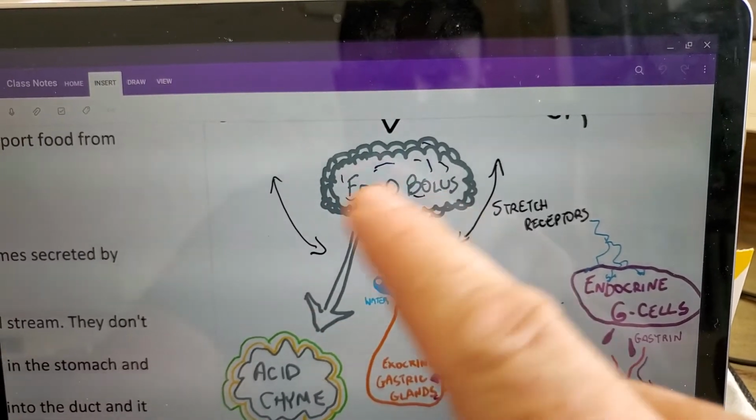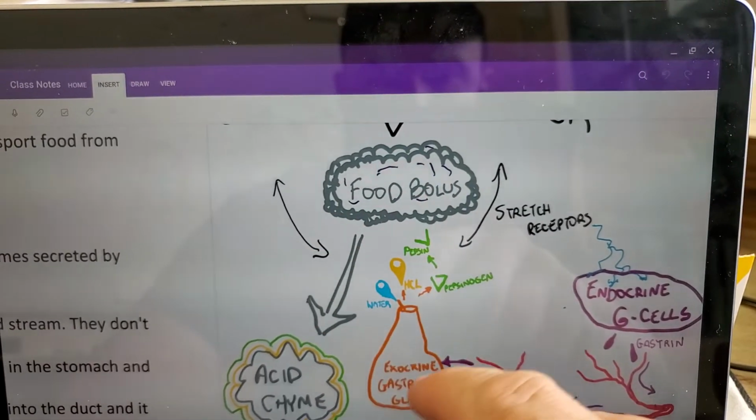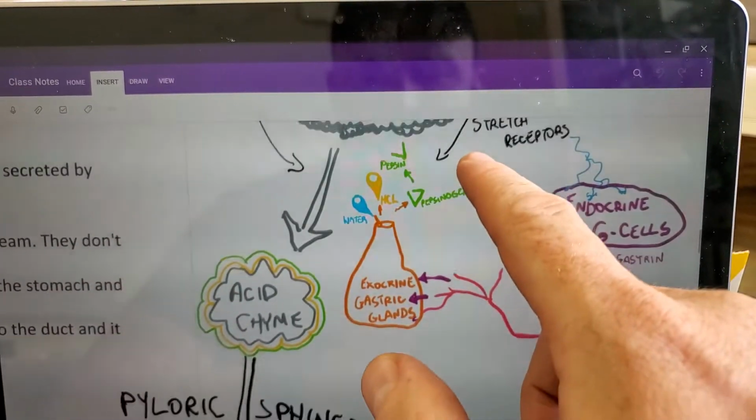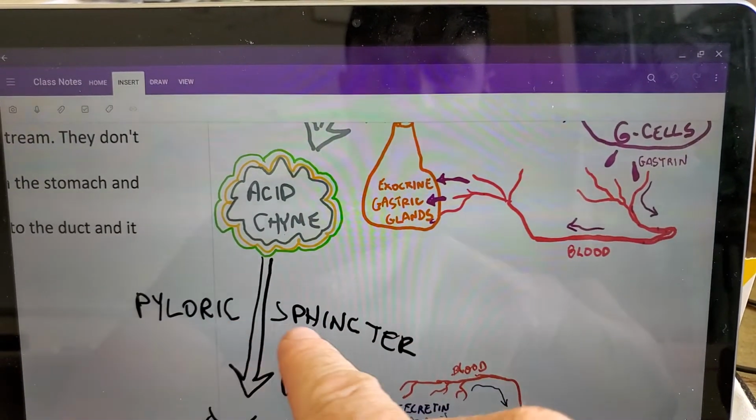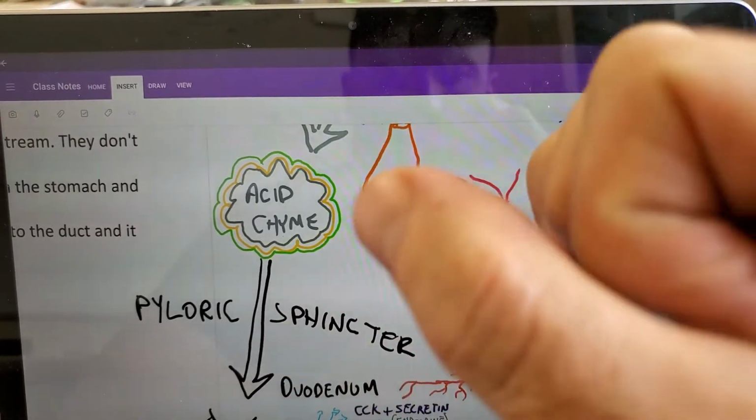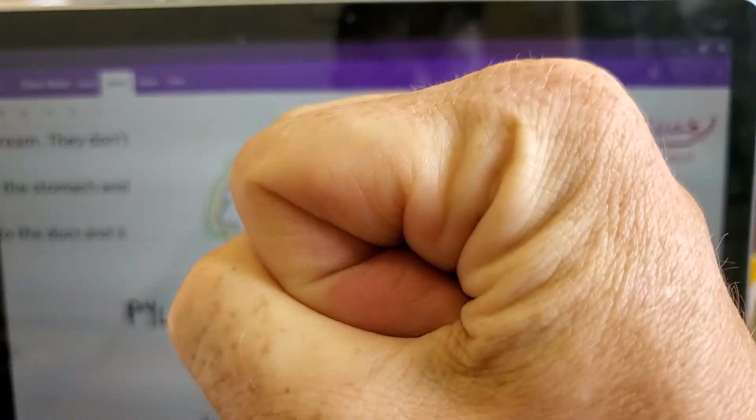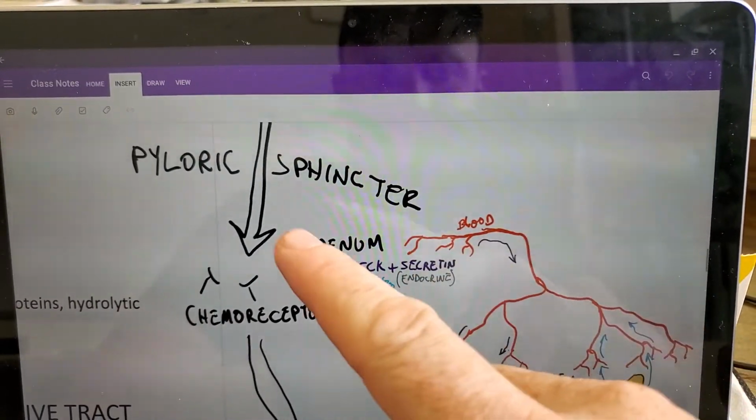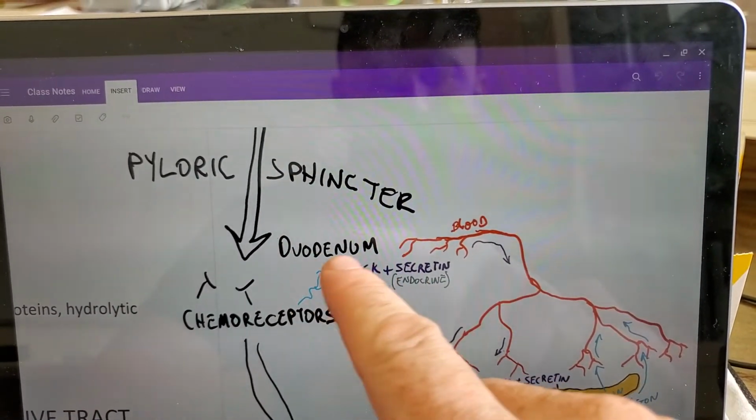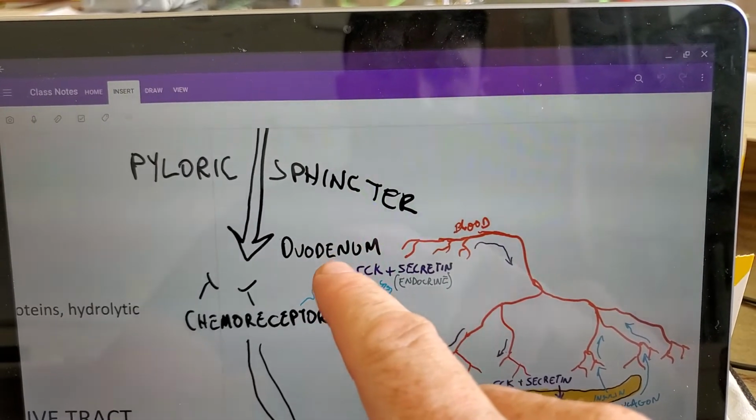Your stomach stores this food and continues breaking down those peptides. While the food is in there, it's turned into acid chyme, and it's waiting to pass through the pyloric sphincter. There's a sphincter for you. A little bit of acid chyme passes from the pyloric sphincter into the duodenum, which I like saying.